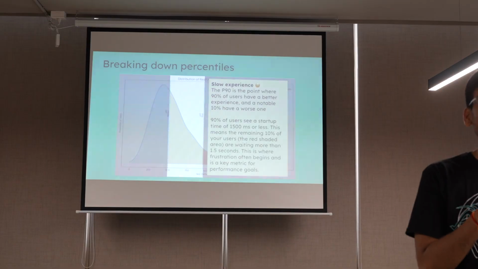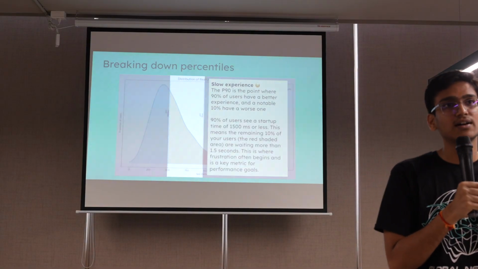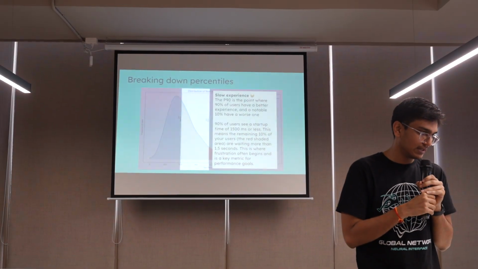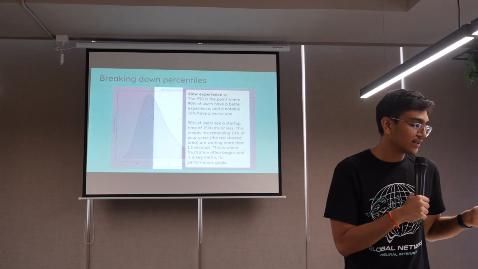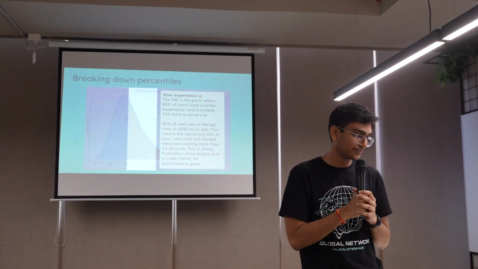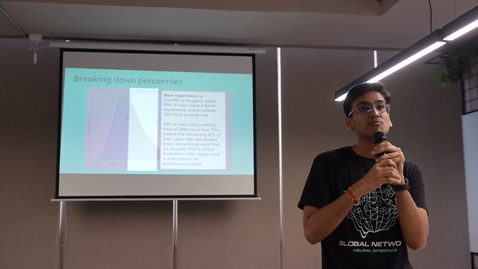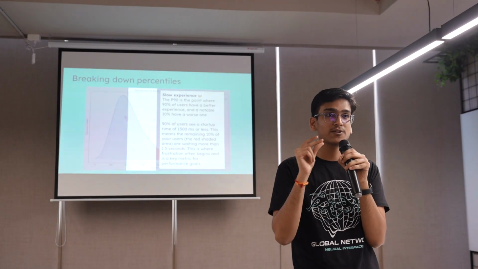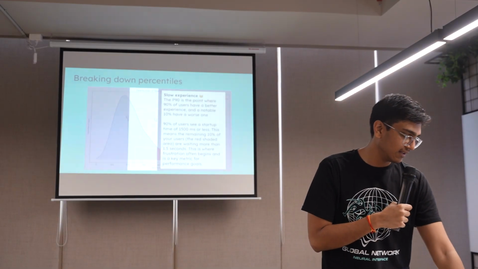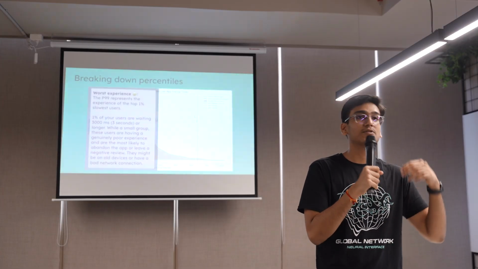So let's take a look at 90 percentile data. So these are the kind of users which are falling in the slow experience. So let's say it is a point where 90% of users have a better experience and a notable 10% will have a worse one. So 90% वाले मतलब 90% users को 1500 मिलीसेकंड से कम टाइम लग रहा है. It means 1500 मिलीसेकंड तो लग रहे हैं. And फिर rest of the 10% के लिए you can see this red. So rest of the 10% के लिए फिर वो ज़्यादा टाइम लग रहा है.